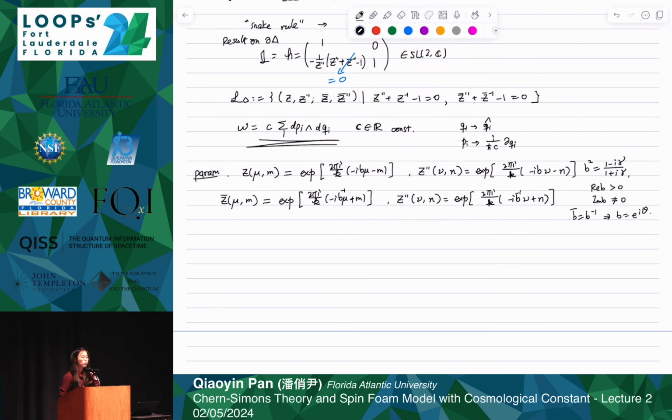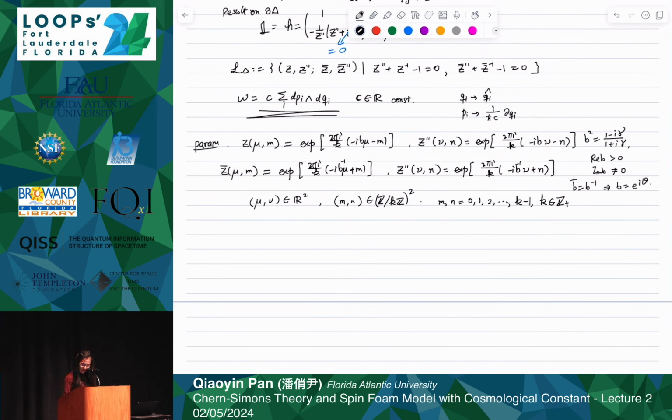Now, which space do these parameters mu, nu, m, n take? This mu and nu are real variables. And m and n are discrete variables, and they take integer values up to modulo k. Which means that m and n, if I choose the branch well, take values from 0, 1, 2, up to k minus 1, where k I take to be a positive integer, just for simplicity. So already from here, you get a sense that we will get some truncation for this discrete variable. And this will lead us to the final amplitude in the end, which we will see tomorrow.